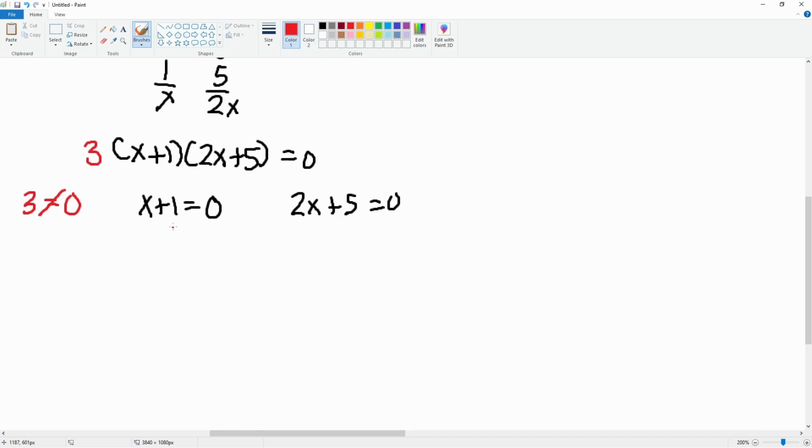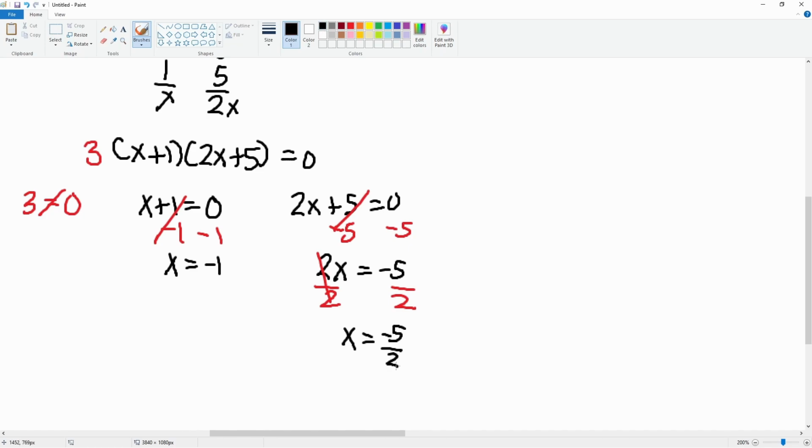To do x plus 1 equals 0, we subtract 1 from both sides. This cancels, leaving you with x is equal to negative 1. Here we have a plus 5. We subtract 5 from both sides. This does cancel, leaving you here with 2x is equal to negative 5. Divide by the 2 on both sides. This cancels, leaving you with x is equal to negative 5 over 2.